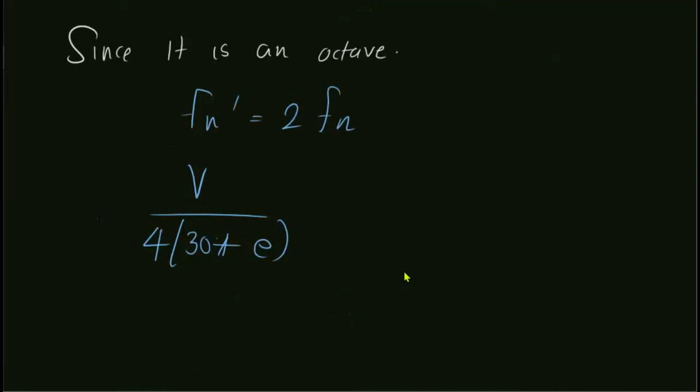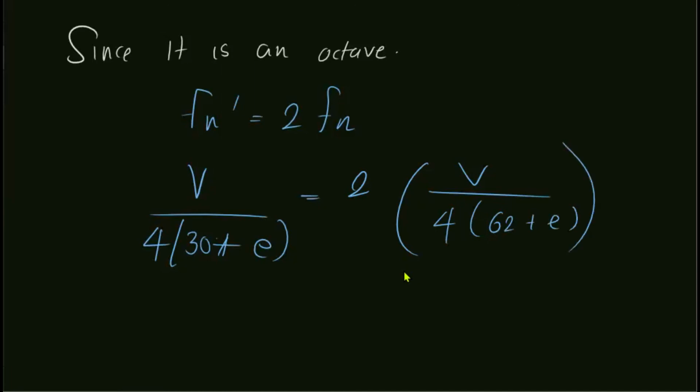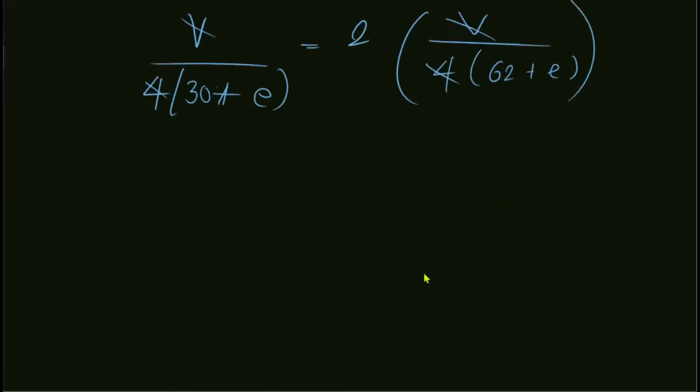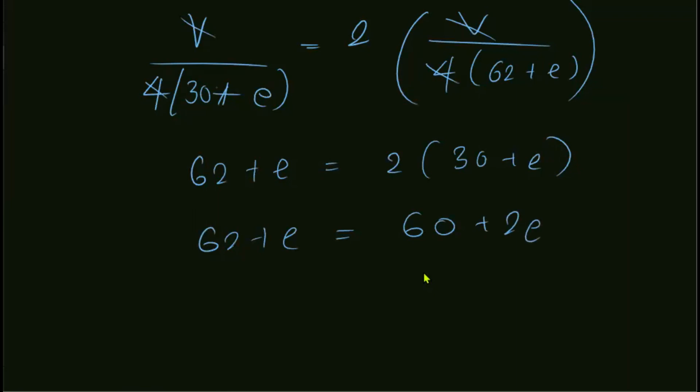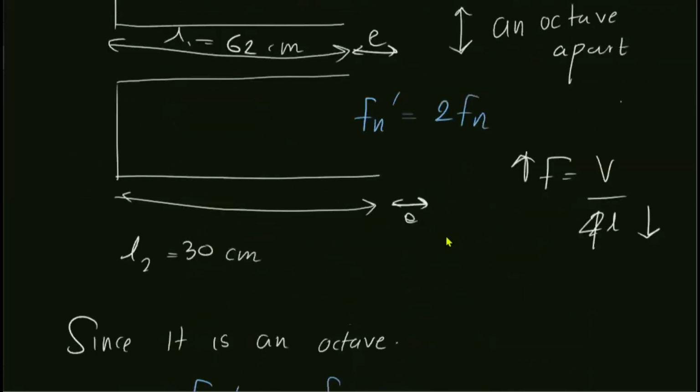So 30 plus E is equal to 2 times, what is the fundamental frequency? V over 4 times, in that case, 62 plus E, right? So here V cancels, 4 to 4 cancels. So 62 plus E is equal to 2 times 30 plus E. So 62 plus E is 60 plus 2E. Take this to this side, 62 minus 60 and 2E minus E. So E is equal to 2 centimeters, right? So simple, this simple, right?